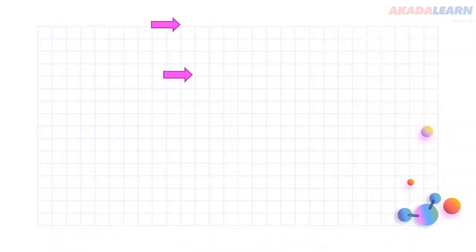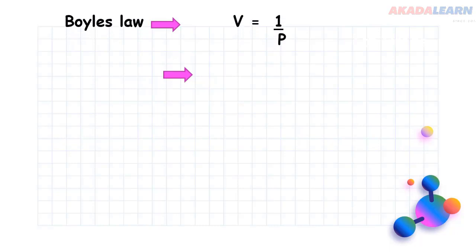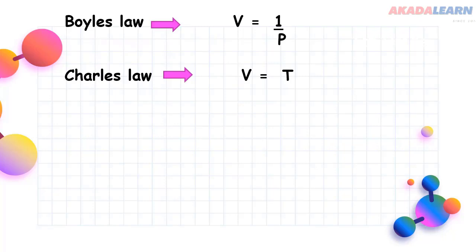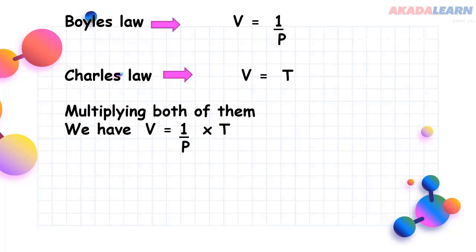So now, to combine both of them, you will see Boyle's law is volume is inversely proportional to pressure, while for Charles' law, the volume is directly proportional to temperature. To combine both of them, we're going to multiply the two equations. Now, multiplying both of them, you will see that volume is equal to 1 over P times the temperature.